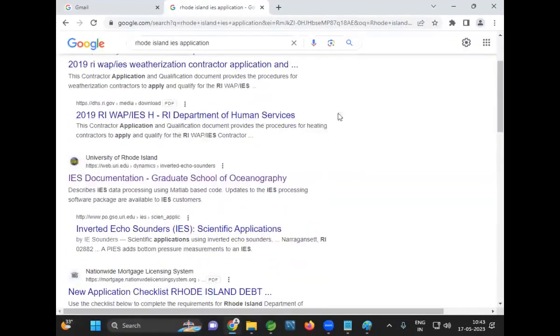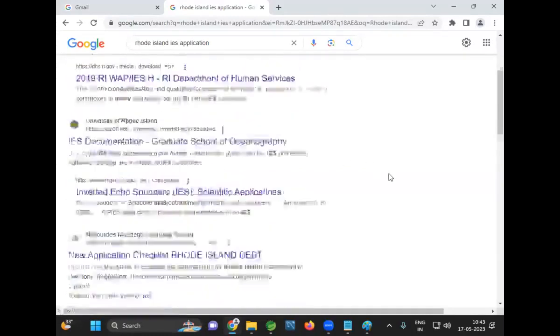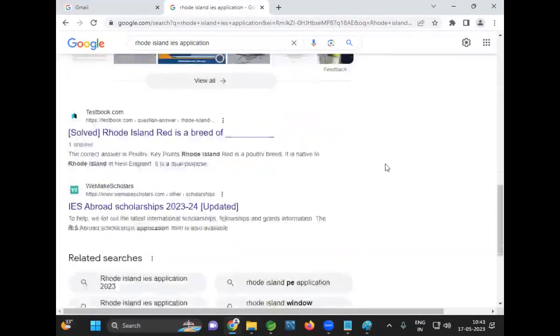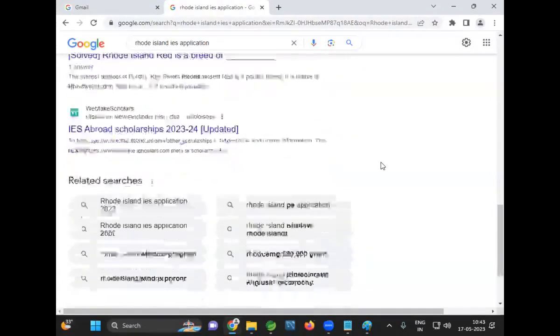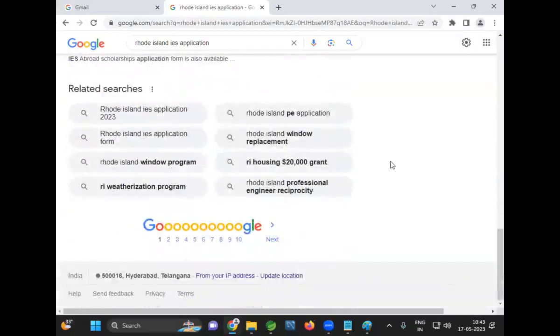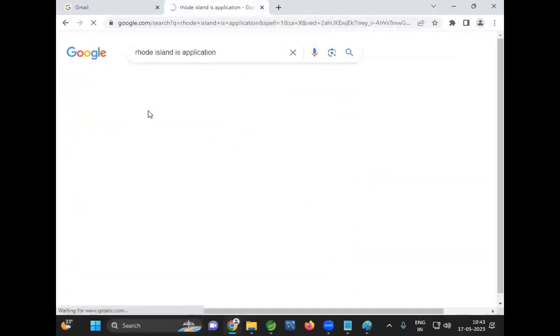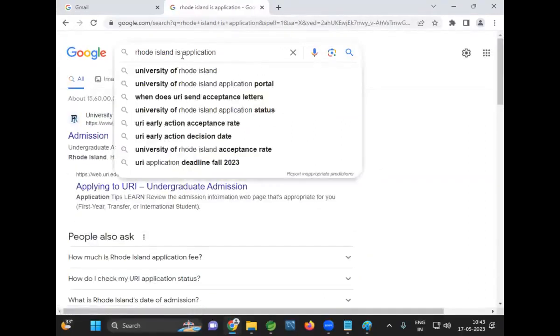RI Department of Human Services is available. RI IES is the new application that we have developed. The same project is available in almost 20 plus states in the US. So the project we developed for Rhode Island, the project name is IES.